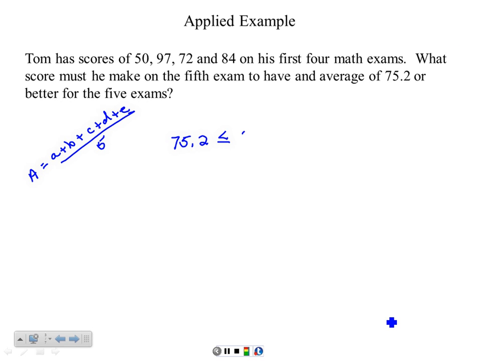And so let's do his average. We'll add up the scores that he already has: 50 plus 97 plus 72 plus 84 plus the 5th exam, divided by 5. The first thing I want to do is multiply both sides by that denominator of 5 just to get rid of that fraction. And so when we do that, on the right hand side, these two cancel out. Don't do any kind of distributing or anything like that. They just cancel out. So on the left hand side, we'll do 5 times 75.2. And so we'll have 376 is less than or equal to, let's add up the other test scores.